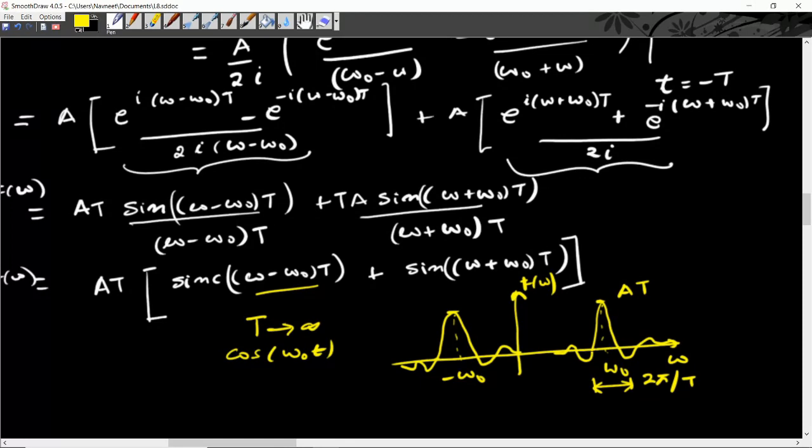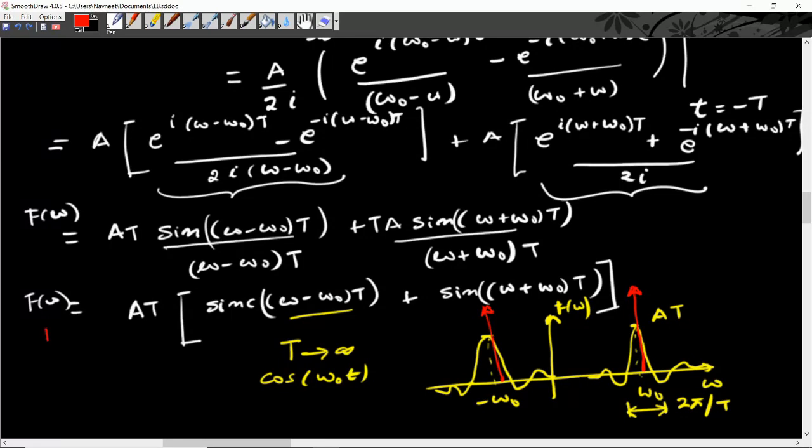In that case, these sinc functions at frequencies of omega naught and minus omega naught will become infinitesimally narrow and their peak amplitude will increase to infinity while still having the area under the peaks equal to 1, and in that case we will recover the Fourier transform of the cosine function that is given by two delta functions at frequencies of omega naught and minus omega naught.